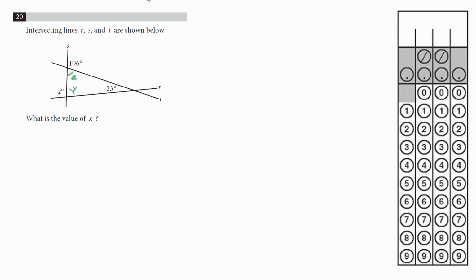We know that 106 plus z is equal to 180. So z is equal to 180 minus 106, which means that z is equal to, math in my head, 74. So we know that 74 degrees goes in there.